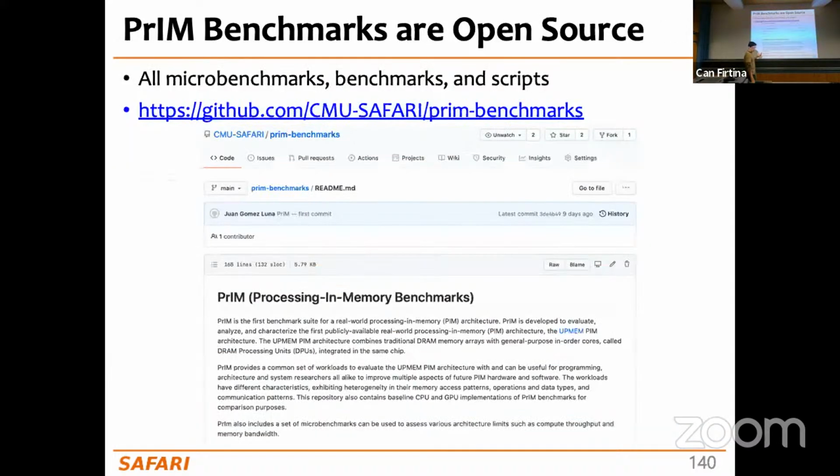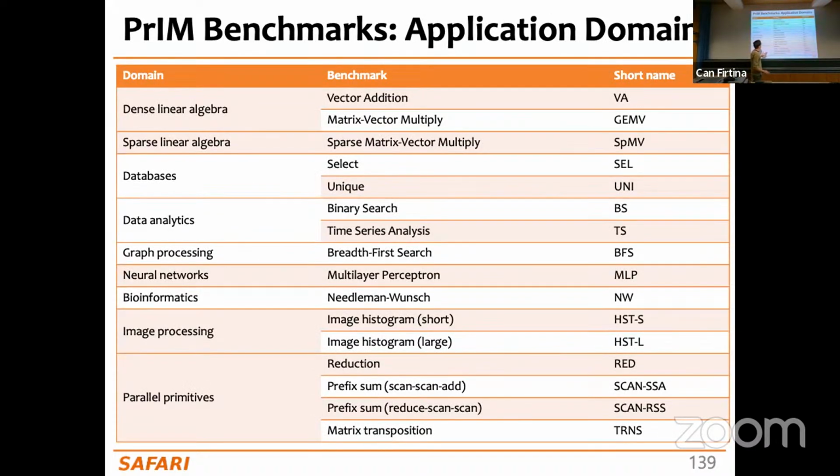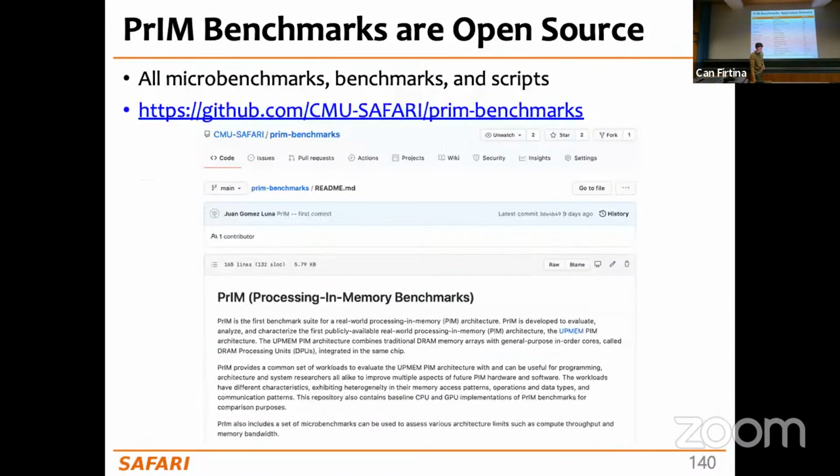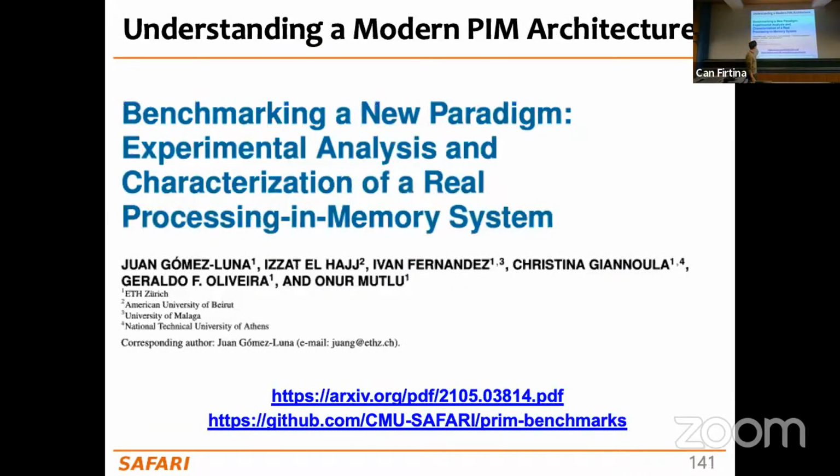In other cases, we discovered that even though they were very memory bound with regular accesses, for example breadth-first search or binary search, this system could not perform even better because it has its own limitations. So it's important as well to understand what the limitations of a new system are. And this is the link to the repository.